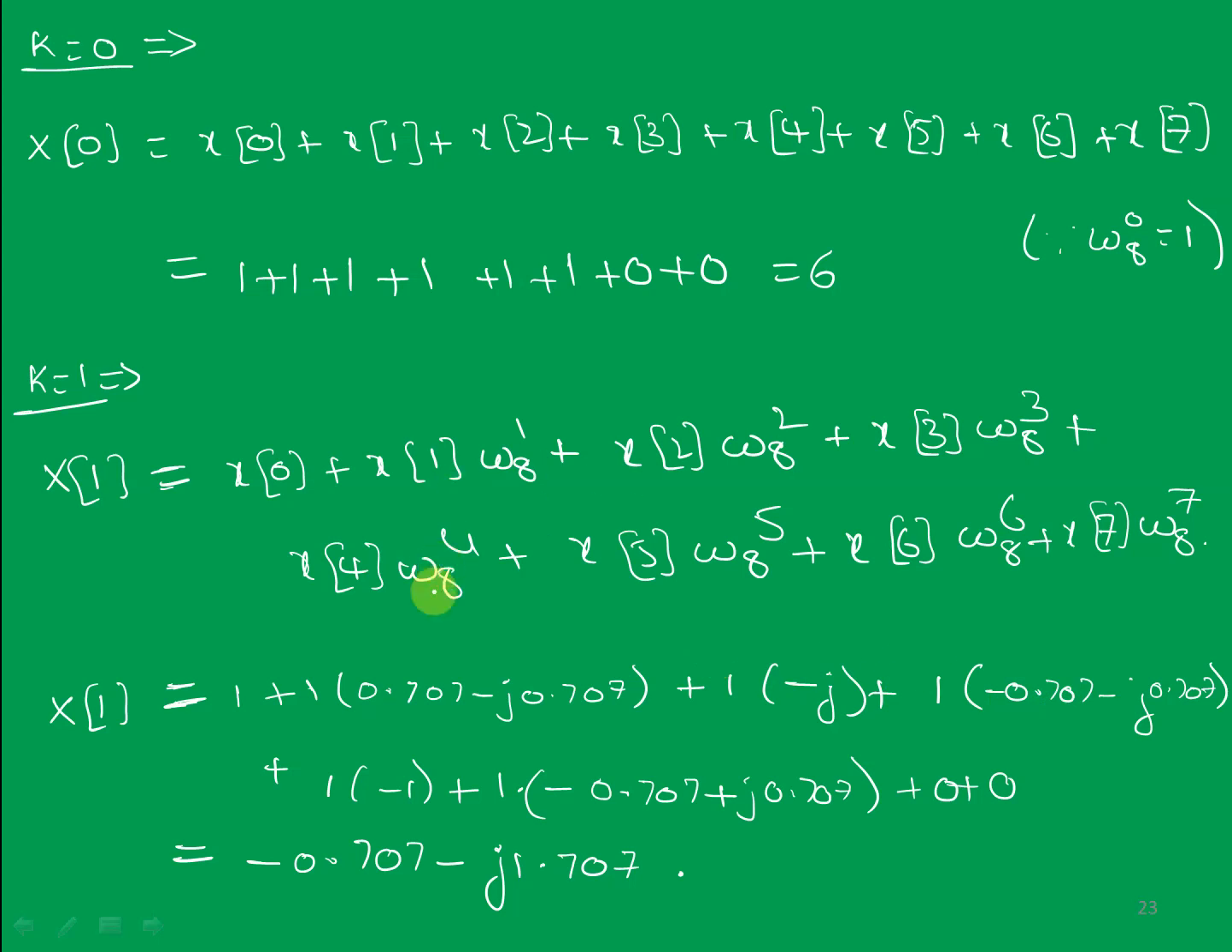Now W_8 power 4 is minus 1. But what are W_8 power 5, W_8 power 6, and W_8 power 7? We should find those out. There is no need to find the x of 6 and x of 7 coefficients, since they are already given as 0, and 0 into anything is 0. So in this problem there is no need to find those coefficients, only up to x of 5. So let us write W_8 power 5 here.